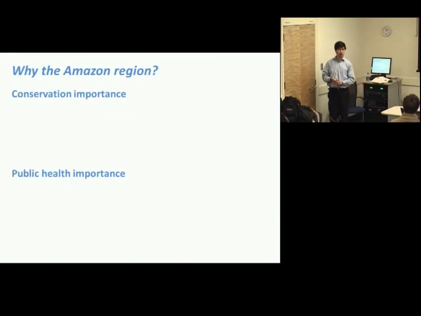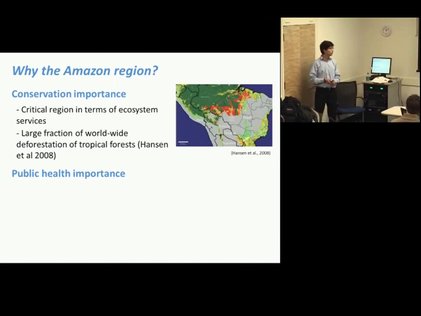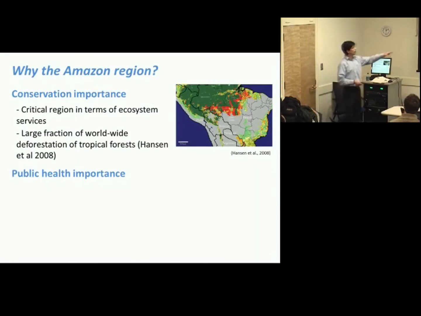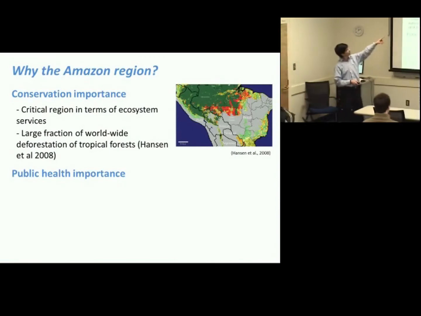Here, just talking a bit about the Amazon region, why would we focus on that region in particular? It is a region that's very sensitive. There's a lot of pressure currently. Here's a map of a recent study showing in red the areas that had been deforested from, I think, 2000 to 2005. That region there is called the arc of deforestation.